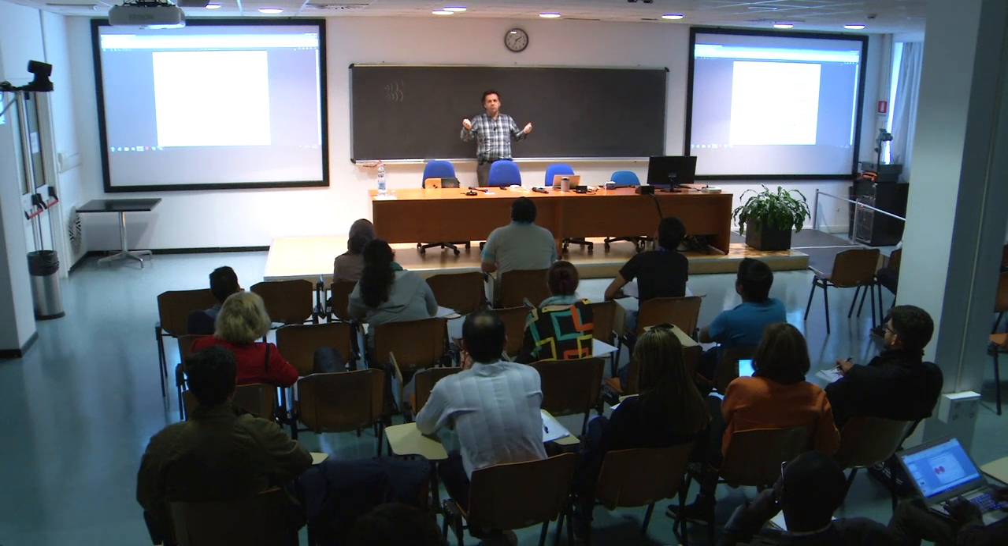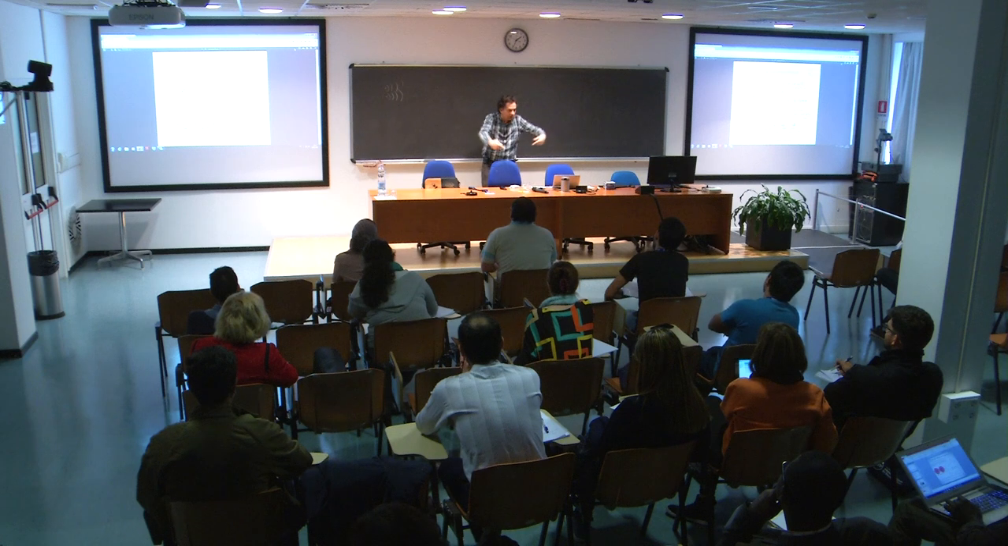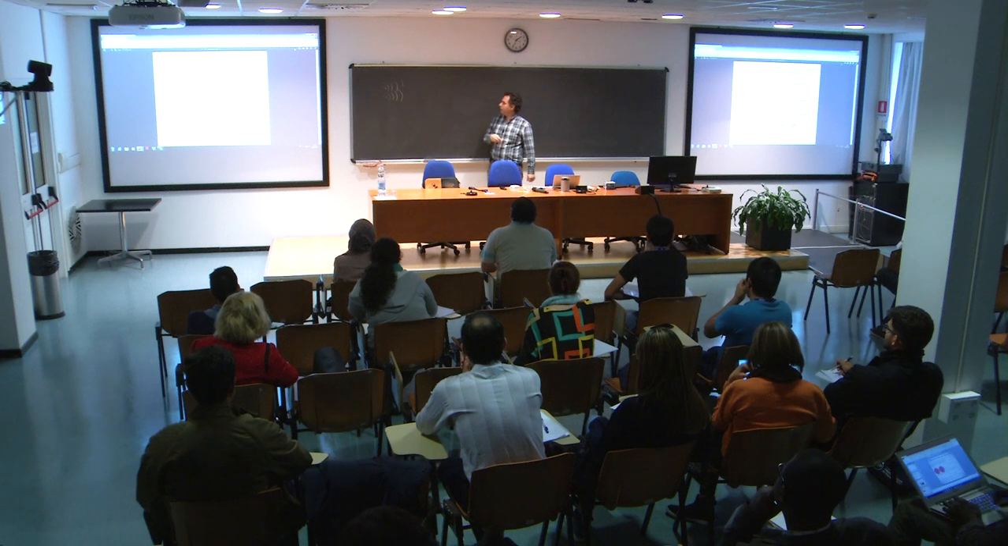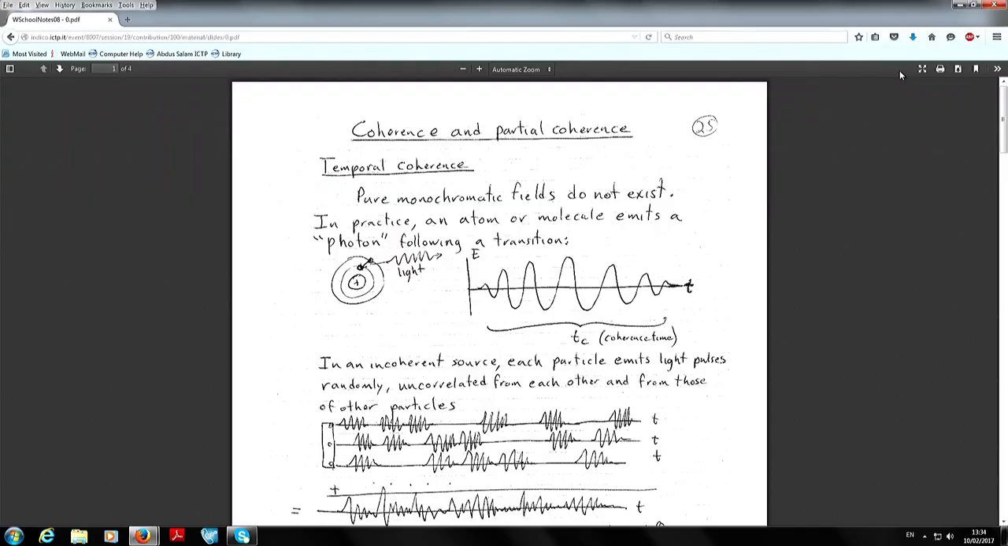Well, if I do the same thing with a laser, I break it into two parts, and then I join it, I will see these interference fringes. So what is happening there? It's all about statistics. And this concept of coherence is some averaging that happens.